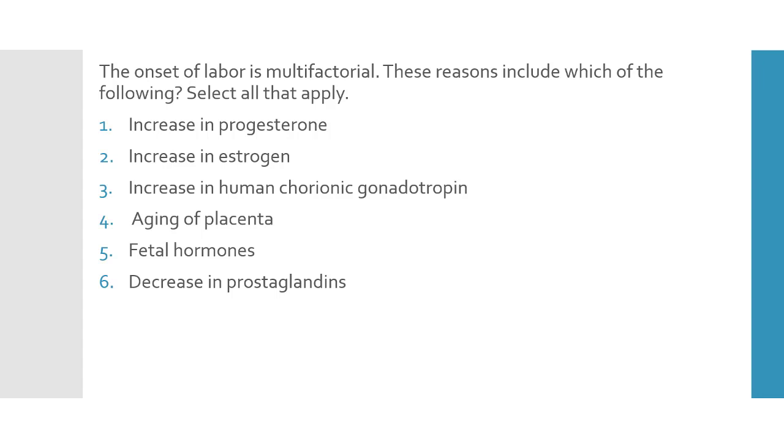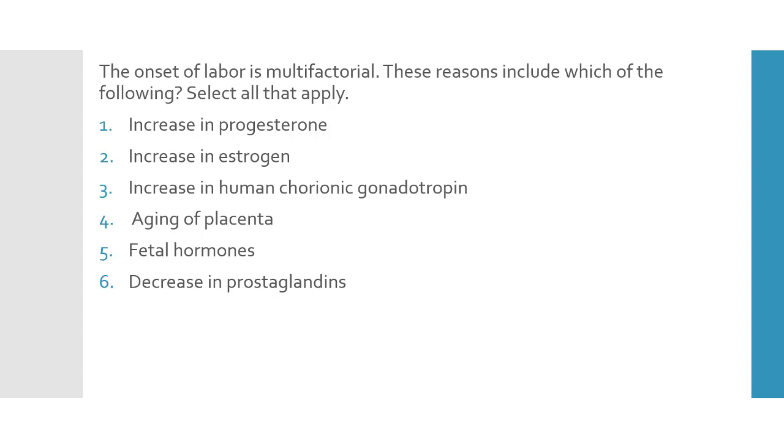Number 3, increase in human chorionic gonadotropin. This is not a correct answer. Human chorionic gonadotropin is not elevated at the end of pregnancy. Number 4, aging of placenta. This is a correct answer. The placenta ages as pregnancy progresses. Number 5, fetal hormones. This answer is also correct. The fetal hypothalamic pituitary adrenal axis has an effect on the beginning of labor.